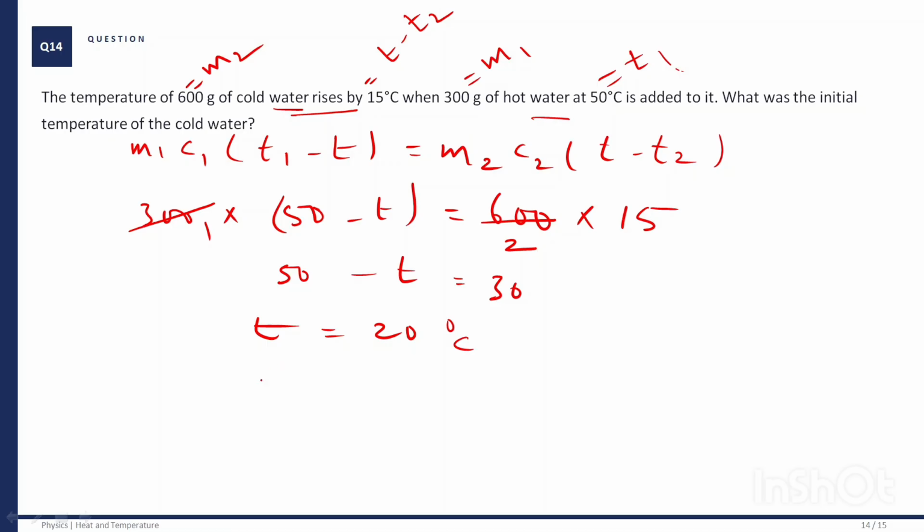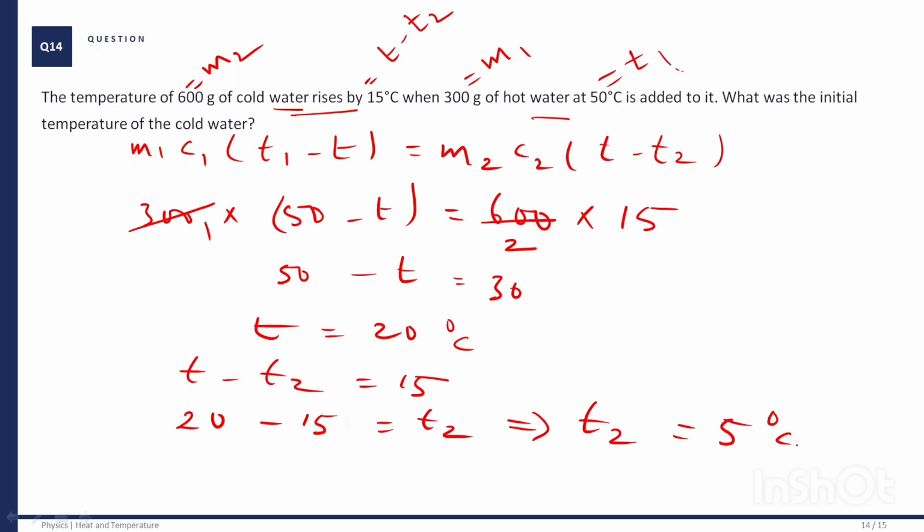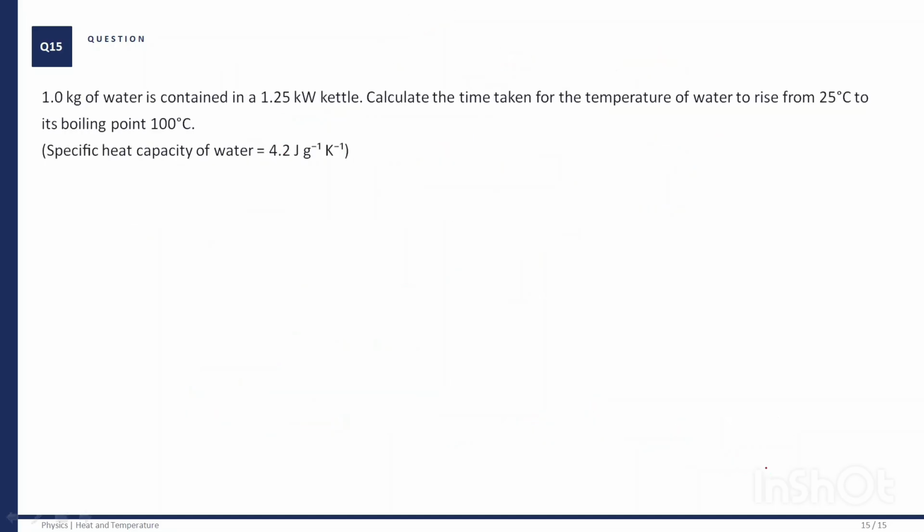And according to the given, T minus T2 equal to 15. T we found as the final temperature, 20 minus 15 equal to T2. That implies T2 equal to 5 degrees Celsius. This is the lowest temperature of the cold water. Okay. The next one.